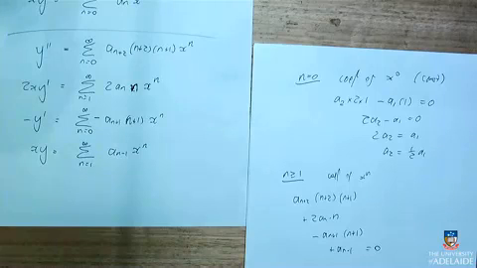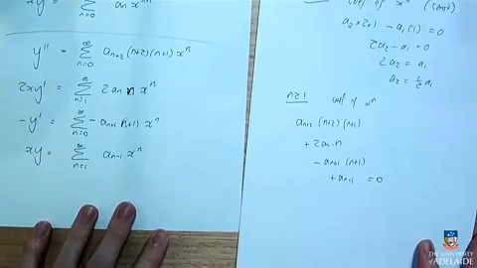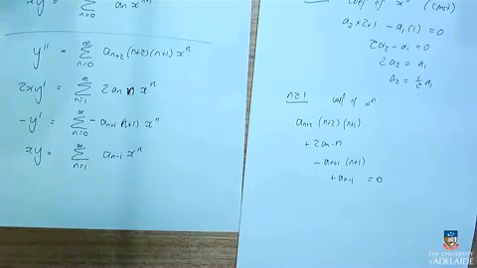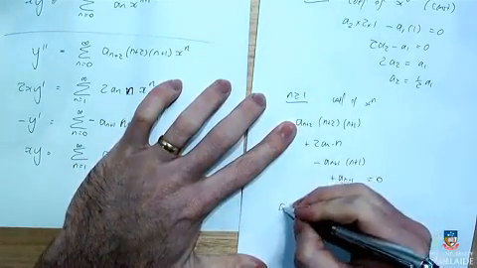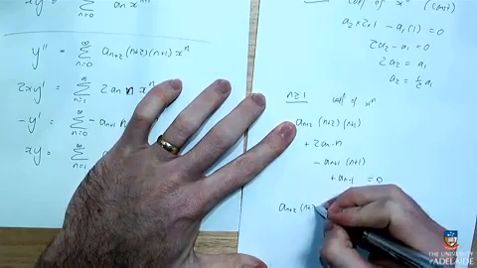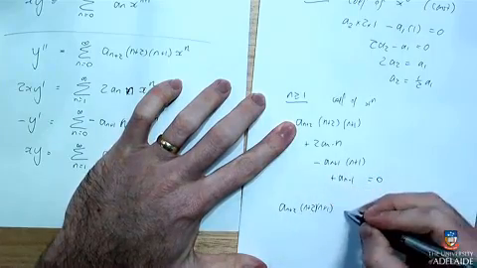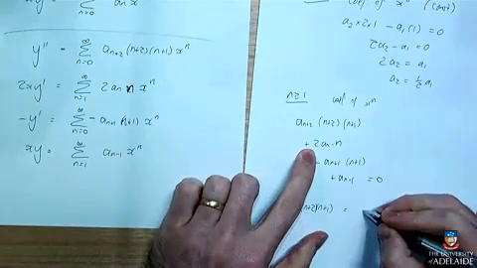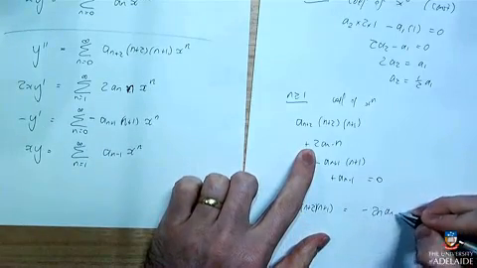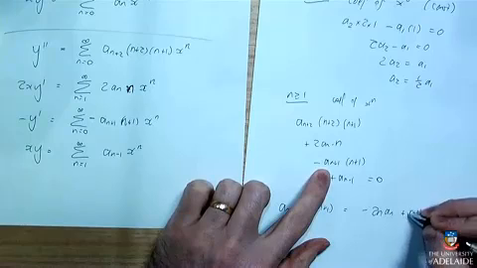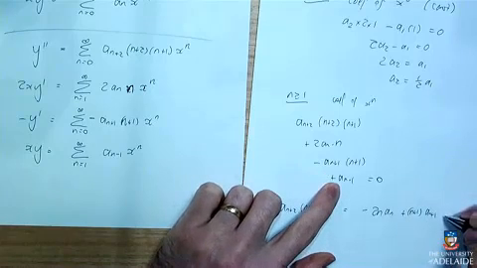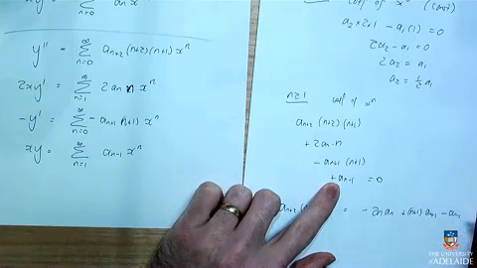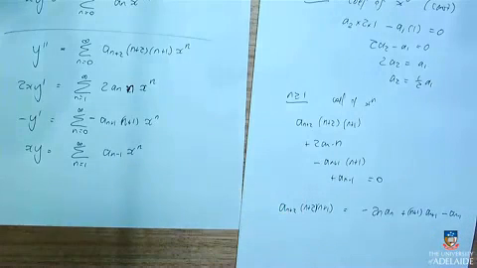All right. So the latest term here is an plus 2. And that's minus 2n lots of an plus n plus 1 lots of an plus 1 minus an minus 1. And that's it.